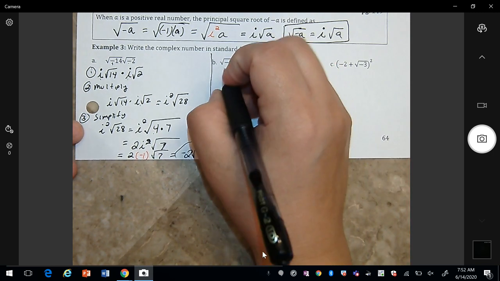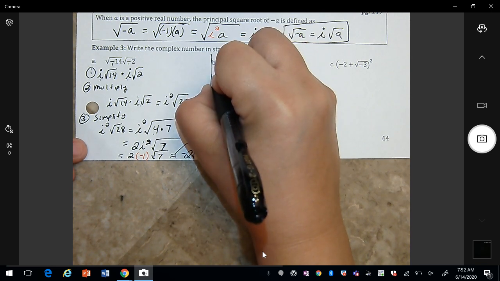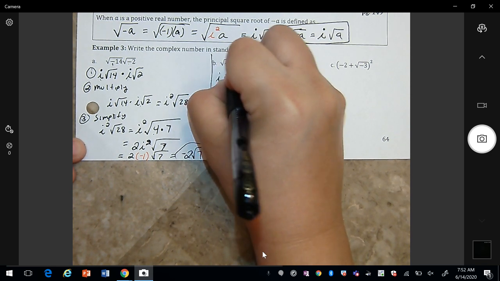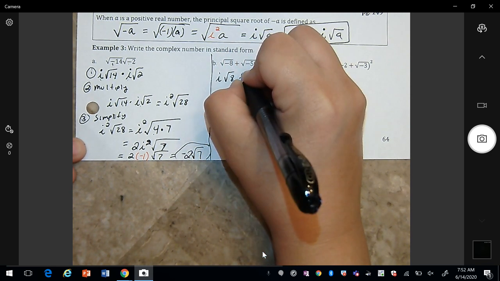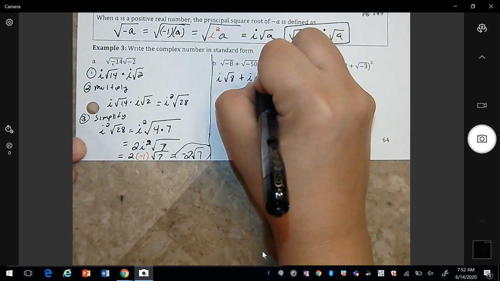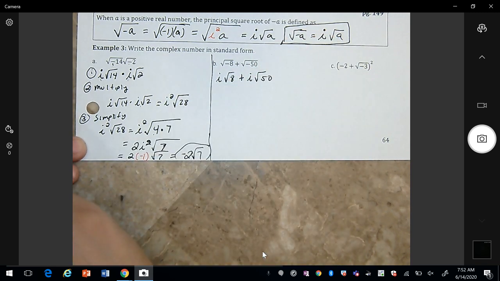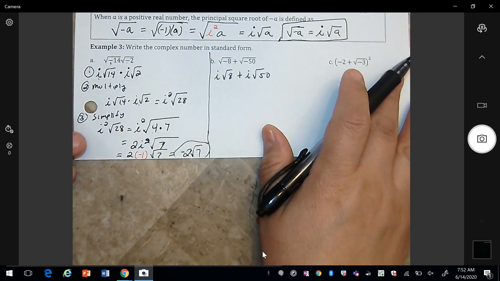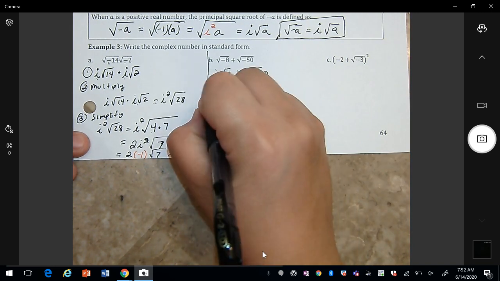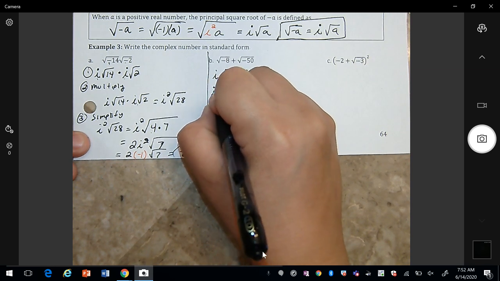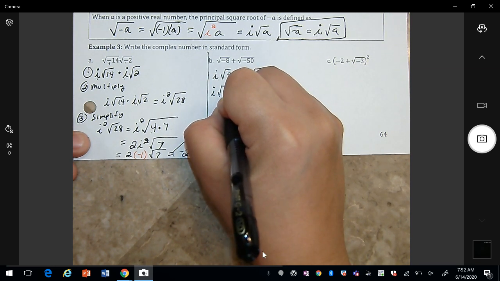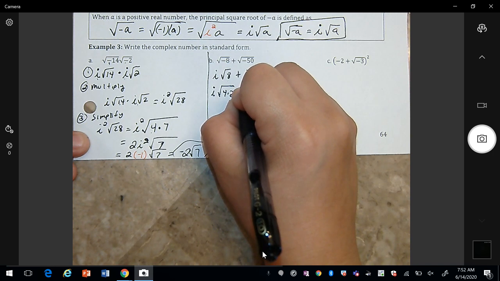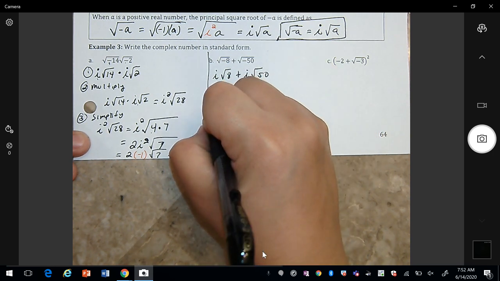Okay, so let's try this one here. Again, first take care of these negatives. So I get i square root of 8 plus i square root of 50. To add two radicals, the radicands, the numbers inside, have to be the same. So first let's simplify 8. 8 can be written as 4 times 2. Okay, so the square root of 4 would be a 2.